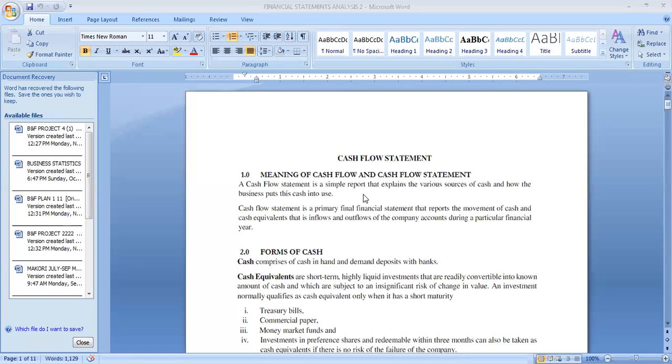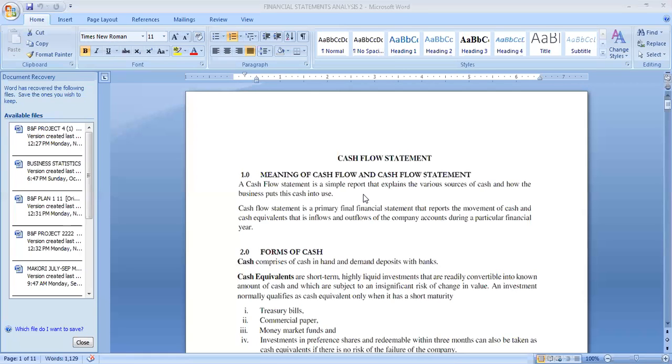On the same note, when we talk about the sale of a fixed asset, there is a point whereby we normally calculate the profit on disposal or loss on disposal. If it is profit, we normally add that particular profit to the gross profit. If it is loss, we normally take it as an expense. But now, under the cash flow statement, we don't consider that.